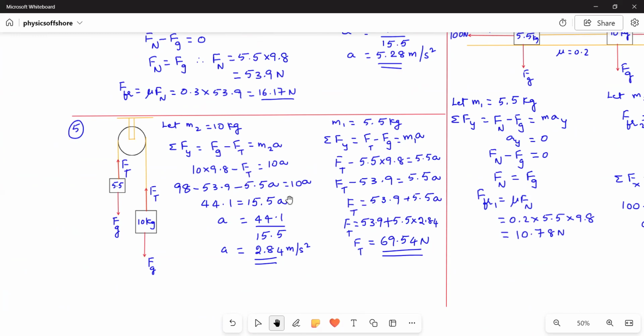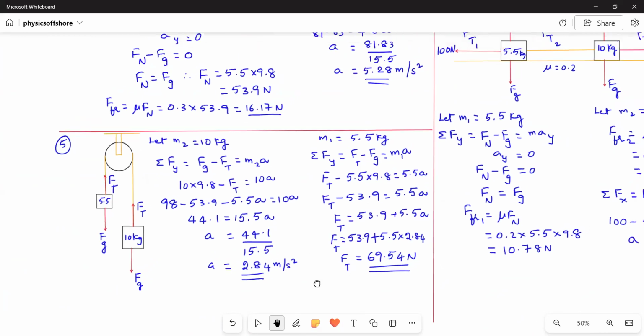Solving this, you will get acceleration A is equal to 2.84 meters per second squared. Then substituting this acceleration in this, you will get a tension of 69.54 newtons. So this is the answer for the fifth bit.